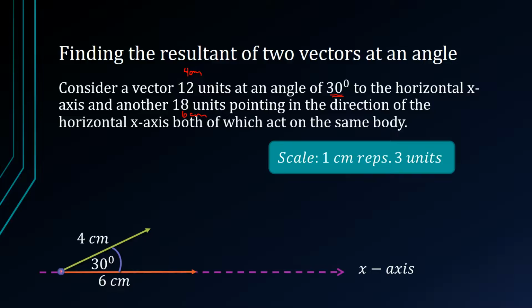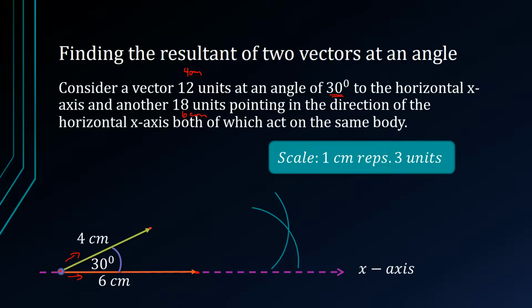Next, I am going to take a compass. I'm going to put the compass point at this point here and open it to the length of this 6 centimeter vector. Then I'm going to shift the compass point to the end of this point, and draw an arc. I'm going to repeat the exact same thing. I'm going to put the point of the compass here, open the pencil point up to this point here, and then shift the compass point all the way down to this end, and draw another arc.